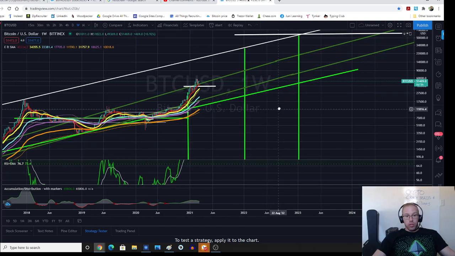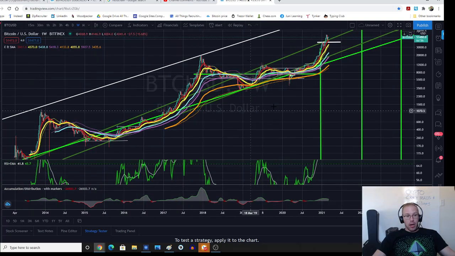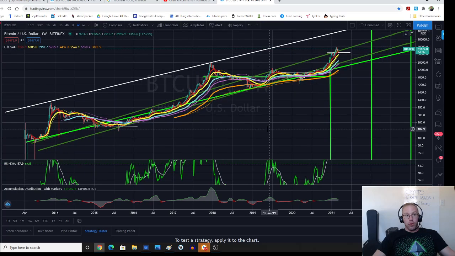So that's origin lines. That's what they mean, and you should use them for your macro decisions, and sometimes they turn micro, like right now they're micro decisions if they're close to it. So that's how you play origin lines, and you can set them up.